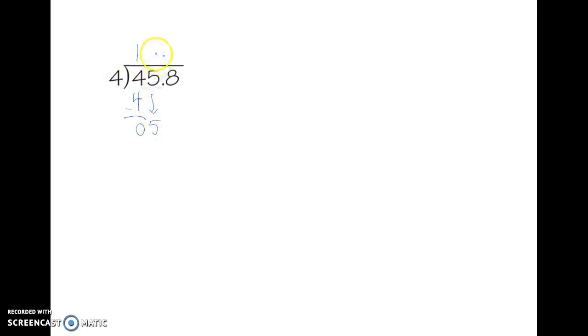Does 4 go into 5? Sure, not perfectly, but it does go in one time. 1 times 4 is 4 again. We subtract. We're left with 1. We bring down our 8, and we have 18. And we say, does 4 go into 18? Why, it gets very close. It goes into 16, so 4 goes into 18 4 times, with a little left over. 4 times 4 is 16. We subtract. And this is where things get interesting.